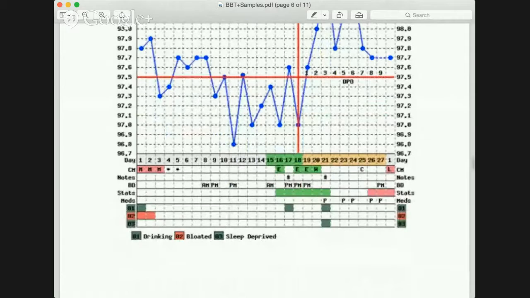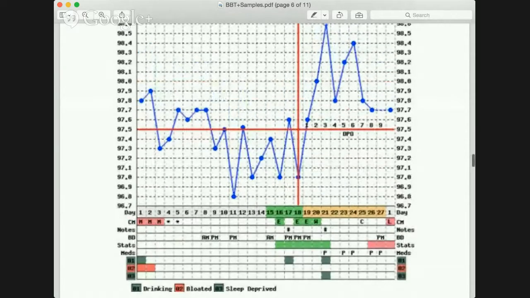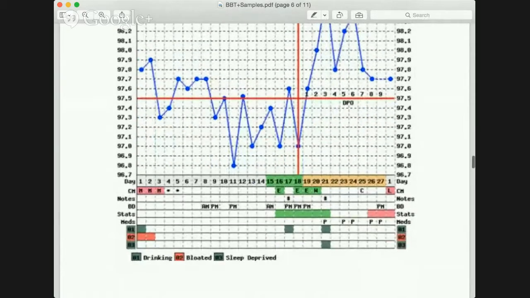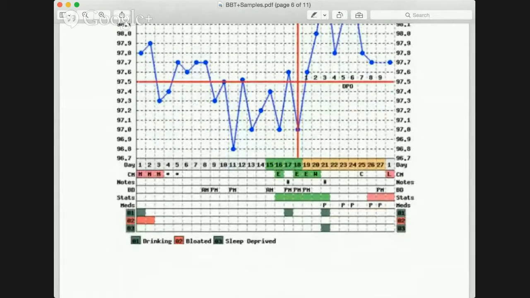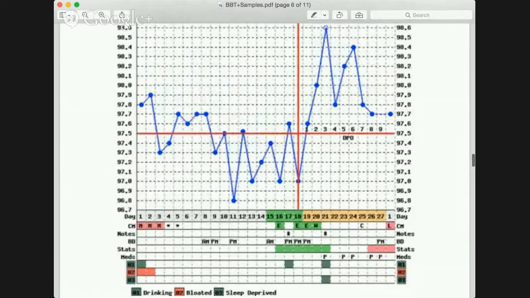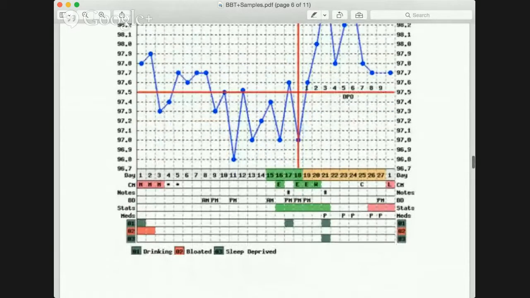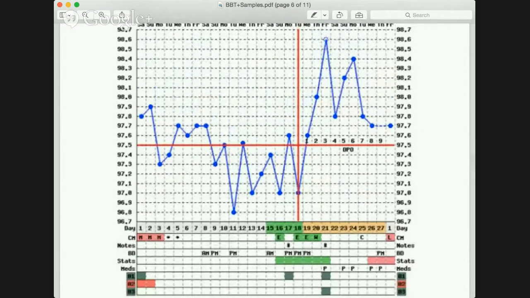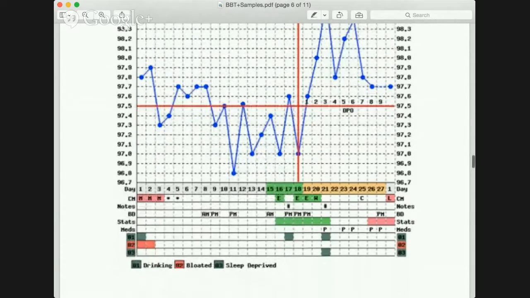She noted some nights that she was sleep deprived. Oh, that's interesting. So she had some sleep deprived nights, or some drinking nights, and it made her temperature warmer. So look at how that correlates there. Yeah, you need a good night's sleep to kind of really sink into that low temperature, like deep mode.